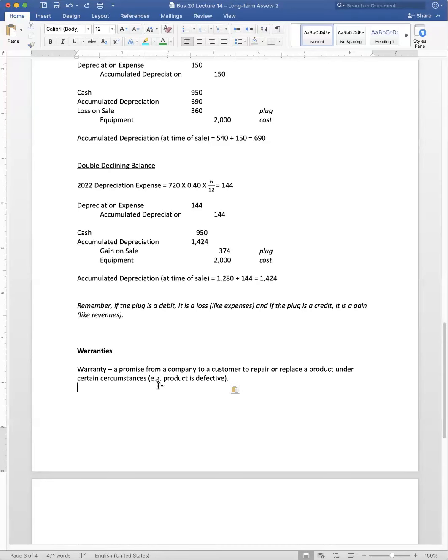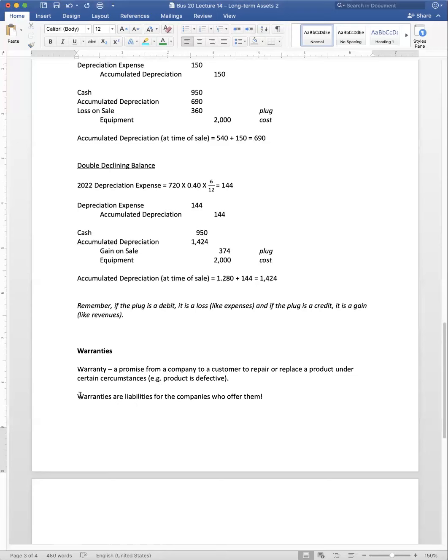Okay, so a warranty is a promise from a company to a customer to repair or replace a product under certain circumstances. So for example, the product's defective, the product breaks down. Okay. The warranty is a liability for the company that's offering the warranty.